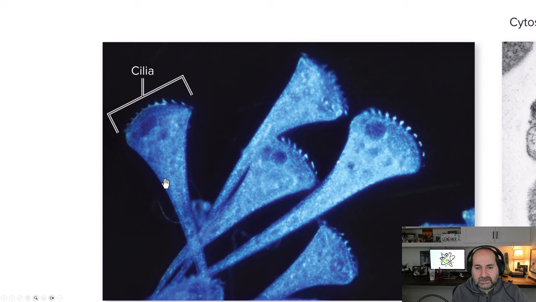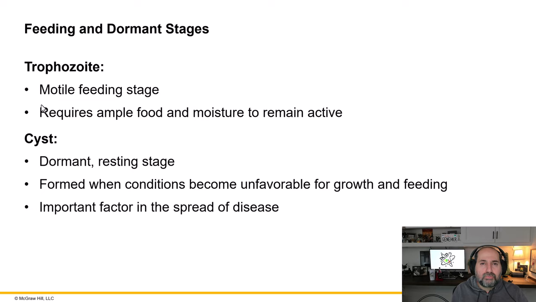Now, several of these protozoa have two main life stages. They have the feeding stage, also known as the trophozoite stage, as well as the dormant stage, known as the cyst stage. The feeding or trophozoite stage is the motile feeding stage. This is where the organism is alive, it's metabolically active, it's moving around searching for food, and it needs ample food and moisture to remain active. Remember I said that protozoa live in moist environments.